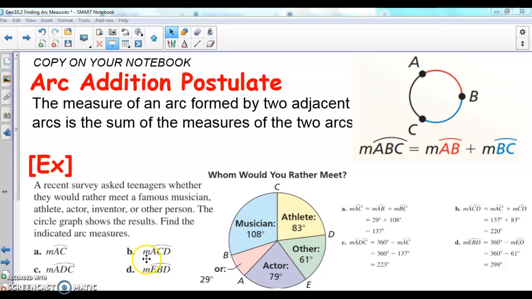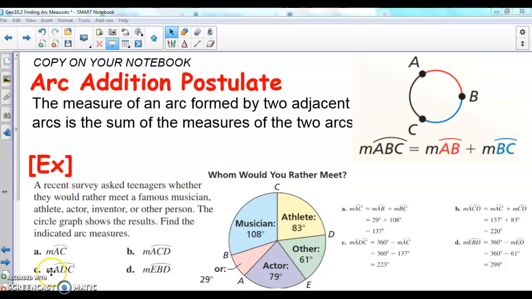Next, for letter B, we want to find measure of ACD. This is point A. You go in a clockwise direction, that's your point C, and then you stop at point D. So in other words, it's the combination of 1, 2, 3 slices. Since we already know from letter A that the combination of these two is 137, we could just add the remaining portion, which is 83, and we will get our answer, which is 220 degrees.